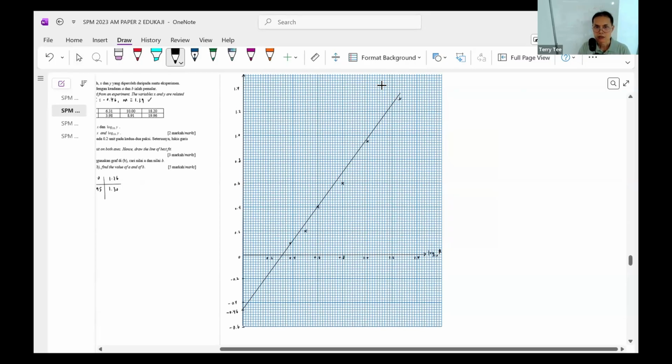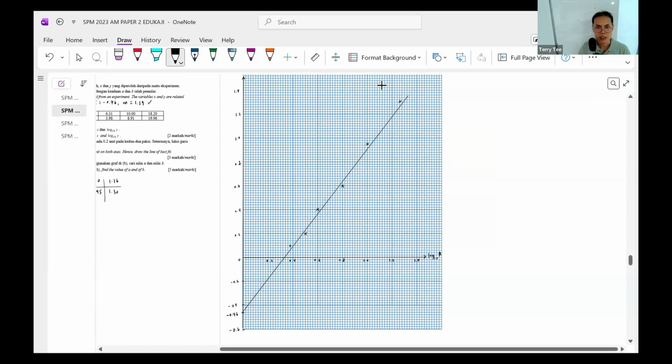Now, here's the part. It's quite difficult to figure out, isn't it? Don't you think so? A bit hard to figure out. One trick you can do, let's say, pass through as many points as possible.